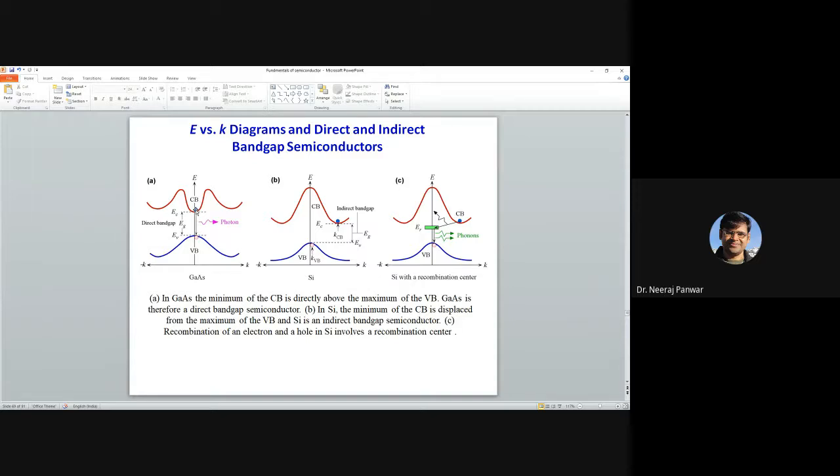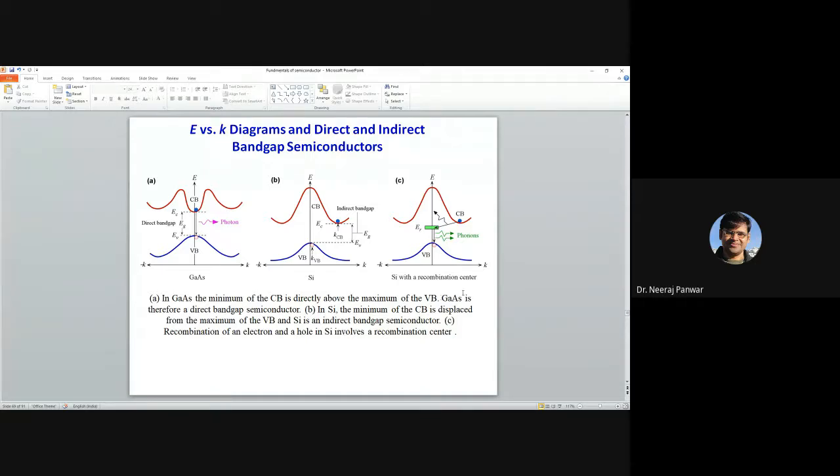What is the material for making light emitting diodes? It is gallium arsenide. For gallium arsenide, the band gap is 1.42 electron volt. Tomorrow you will tell me, if the band gap is 1.42 electron volt, what would be the corresponding wavelength of the emitted photon.